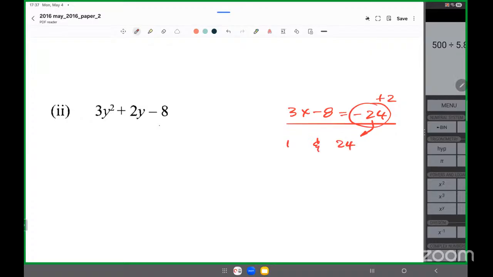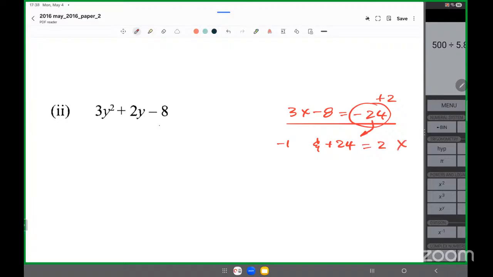Remember now, because you want factors of a negative number, one factor must be positive and one factor must be negative. So one of these must be positive and one must be negative. You make the larger one have the same sign as the middle term, because you want the sum to be positive. So you make the larger one positive, put the plus on this one and the minus on this one. But when you add these two, 24 minus 1, you only get 23. So you cross it off, you don't want 23.